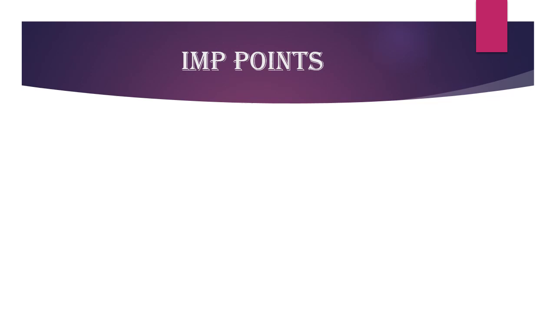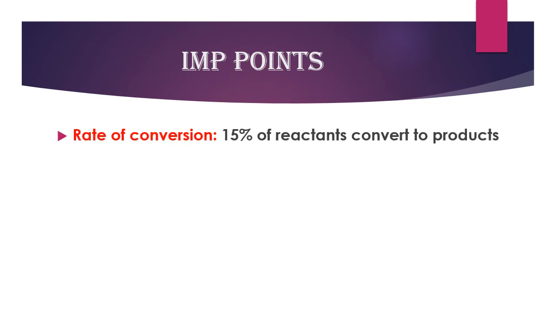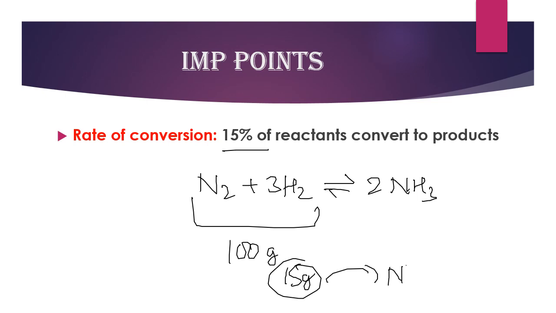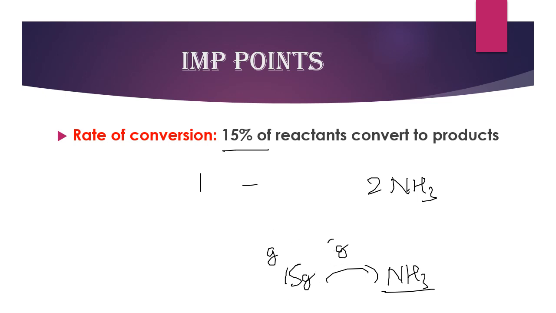So some important points before we proceed further. The rate of conversion in this reaction is only 15%. The meaning of this is, if you take nitrogen and hydrogen in the ratio 1:3, you will get ammonia. If you take 100 grams of the reactants, only 15 grams of it will react and give you the product ammonia. And the remaining 85 grams will be what? Remains unreacted. So this is called the rate of conversion, 15% conversion.